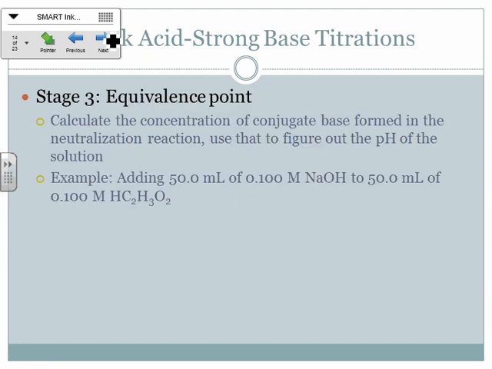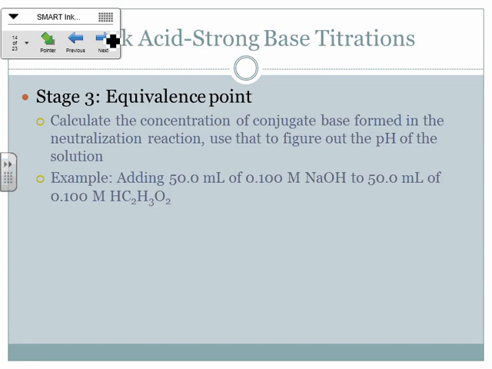Okay? So here's an example of that. No, I don't have an example of that. Why do I not have an example of that? I think I have one at the end, I hope. Because we need to talk about that. So then at the equivalence point, you're going to calculate the concentration of the conjugate base that gets formed, and you're going to use that to figure out the pH of the solution. Okay, so this is hopefully going to explain why at the equivalence point the pH is actually a little bit higher than 7. All right, so here's your example.